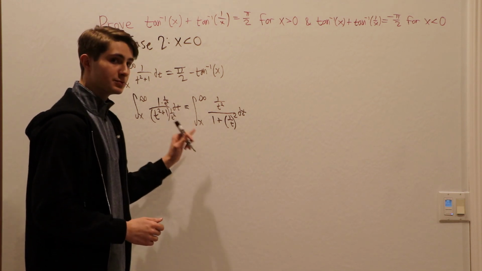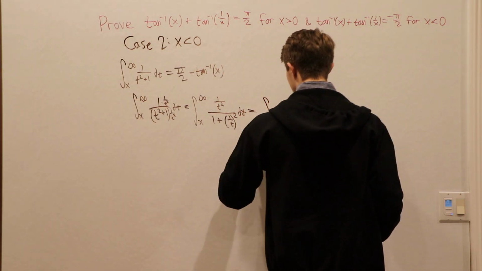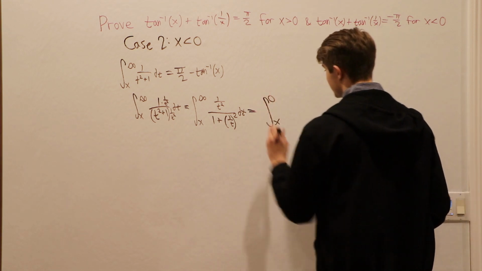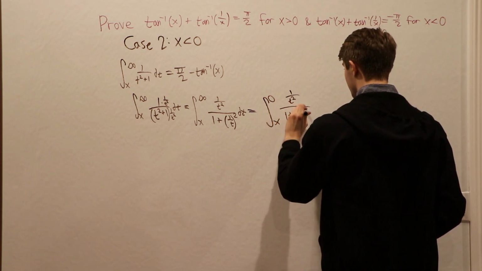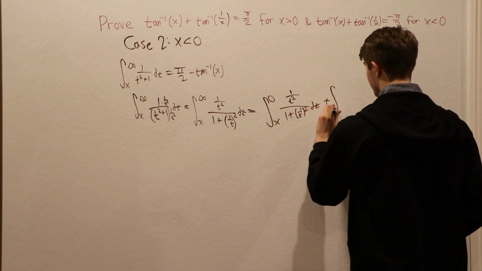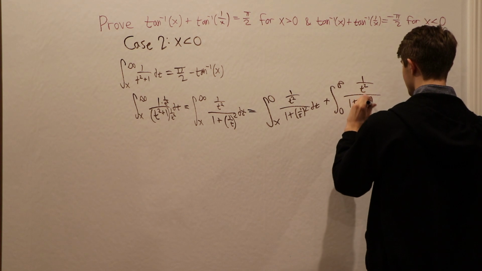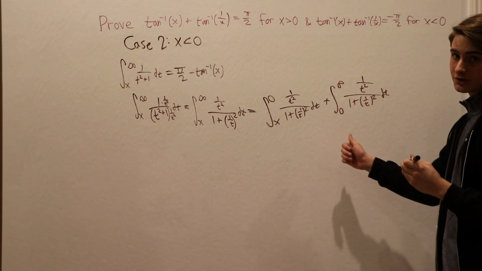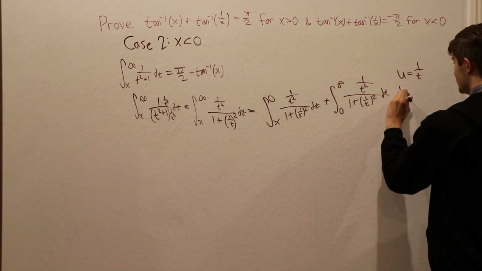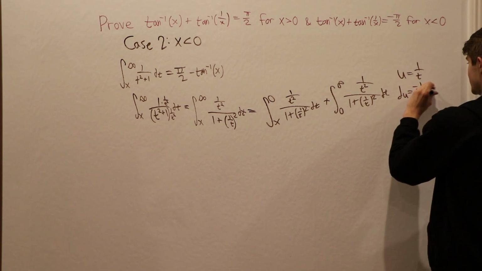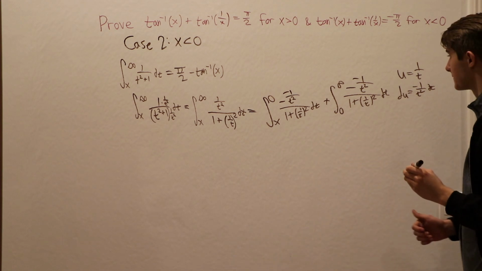So what we need to do is split this integral into two parts, the negative part and the positive part. So this is going to be equal to the integral from x to 0, because x is negative, of 1 over t squared divided by 1 plus 1 over t squared, and then plus the integral from 0 to infinity of 1 over t squared over 1 plus 1 over t squared. From here we can do our substitution. So in both cases we're going to have u equal 1 over t, and then du equals negative 1 over t squared dt. And we'll use the same trick we did before where we have negative 1 over t squared.